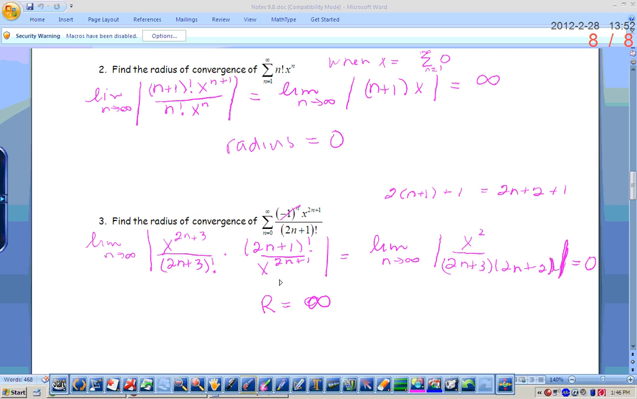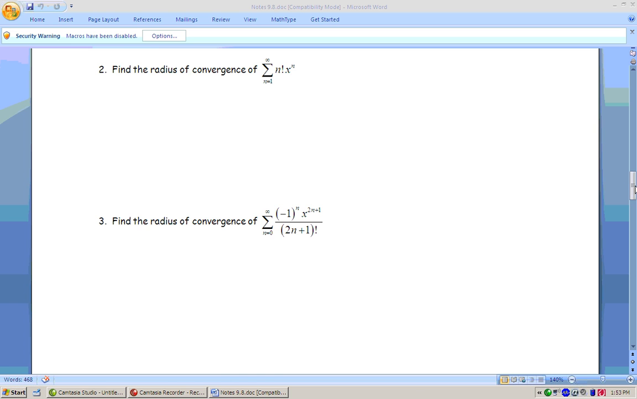Okay, there are two types of questions that they ask. One is, what is the radius of convergence? The other is, what is the interval of convergence?